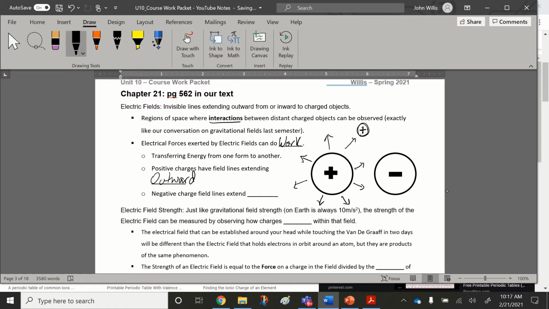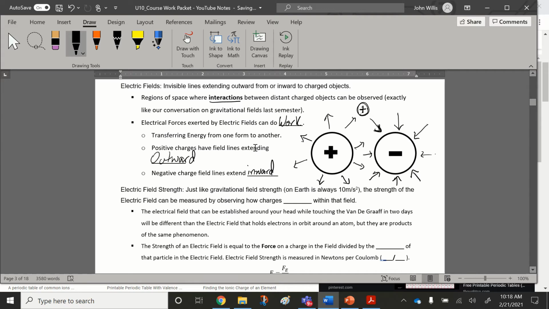And it would be attracted to a negative charge, because opposites attract. We draw the electric field lines for a negatively charged particle as inward, because we're always using small little positive test charges. It's just the convention that we came up with a long time ago. So the negative charged field lines always extend inward, and the positives are outward.